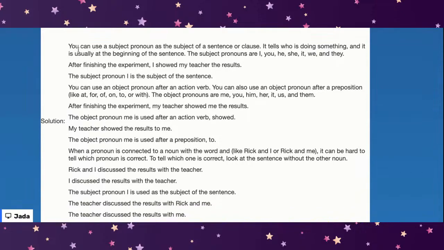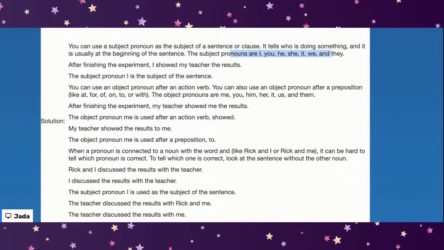Okay, so you can use a subject pronoun as the subject of a sentence or clause. It tells who is doing something and it is usually at the beginning of the sentence. Of course, we know that the subject tells us who is doing something. So it could be the subject pronoun or the main subject. So you have I, you, he, she, it, we, and they. All these are examples of subject pronouns that will let us know who is doing something in the sentence.